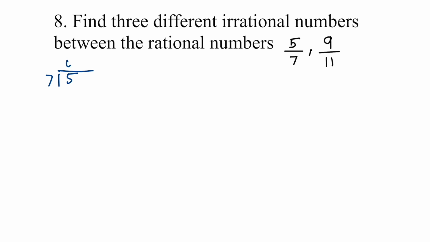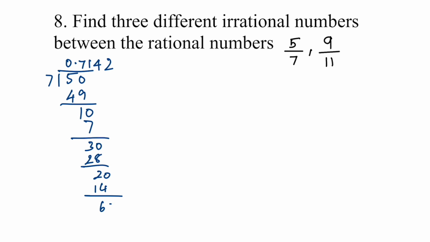5 by 7, that is 0. 7 times 7 is 49, that gives you a remainder 1, and it's 0, 7, 1 is 7, that gives you a remainder 3, 0, 7 times 4 is 28, that gives you 0, and 7 times 2 is 14, that gives you 6, 0, 7 times 8 is 56, and that gives you a remainder 4, and this might keep on going, but for our sake this value is enough. 0.71428 is approximately the value of 5 by 7, right? Okay, we know this. Now let us just do the same for 9 by 11.